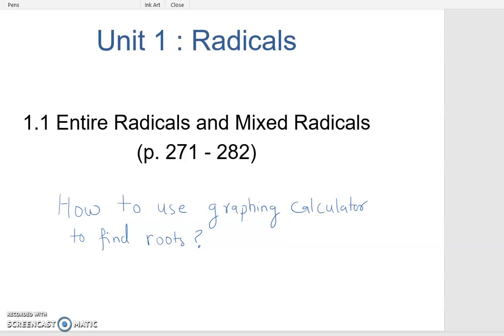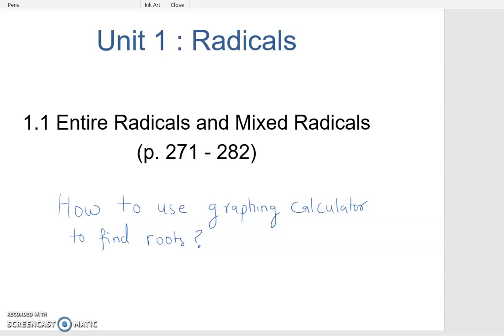Hi everyone, this is a short video to show you how you can use your graphing calculator to find roots. We're going to take a look at how to find square roots, cube roots, and some other examples that you will see in this lesson and other lessons as well.